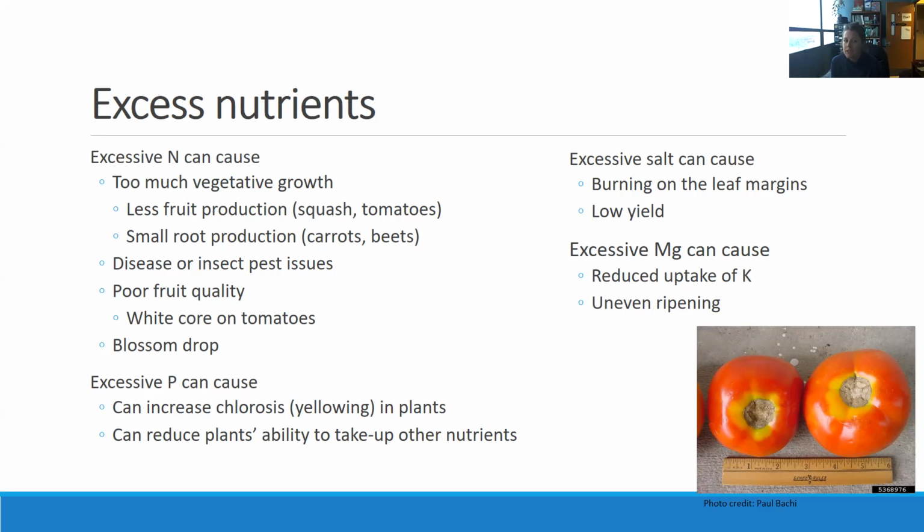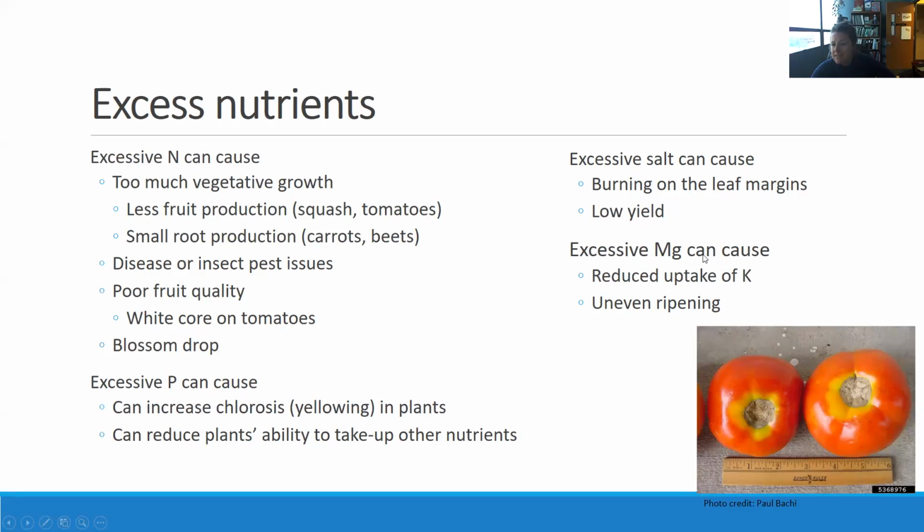Poor fruit quality, so that white core on tomatoes, ripening disorders, blossom drop. I usually get a few calls about that a year, a few emails about that. Excessive phosphorus can cause an increase in chlorosis, so the yellowing in plants. It can also reduce the plant's ability to take up other nutrients like iron and zinc, I believe. Excessive salt can cause burning on the leaf margins and low yield.